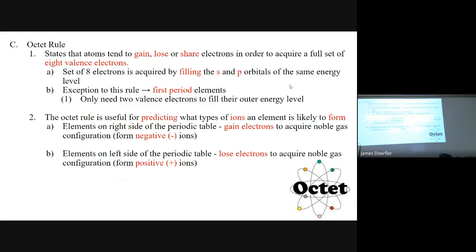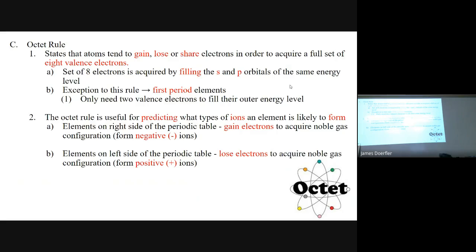I believe we've mentioned this before, but the octet rule states that atoms tend to gain, lose, or share electrons in order to acquire a full set of 8 valence electrons. Those elements that have 8 valence electrons are typically the noble gases, with the exception of helium. So if you think about it, a lot of the other atoms are trying to be just like noble gases in terms of their number of valence electrons, because when you have 8 valence electrons, you become more stable. Okay?